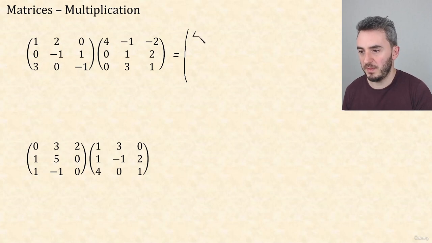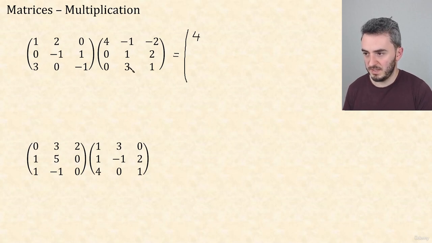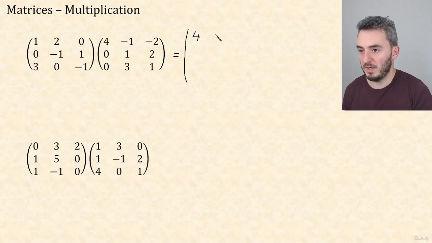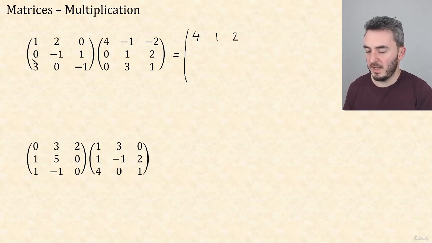So we've got 4 there. Then it's -1 plus 2 plus 0. So -1 plus 2 is 1. Now the last one here is across the top and down here. So -2 plus 4 plus 0, and that's 2. Okay, next row.